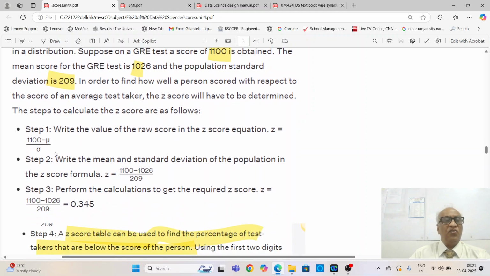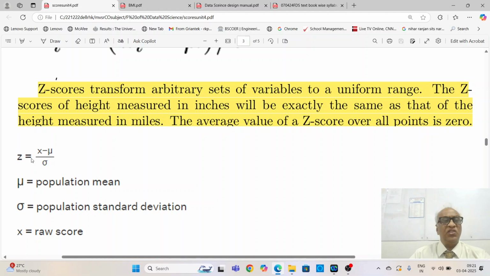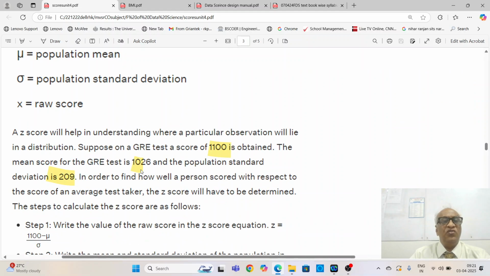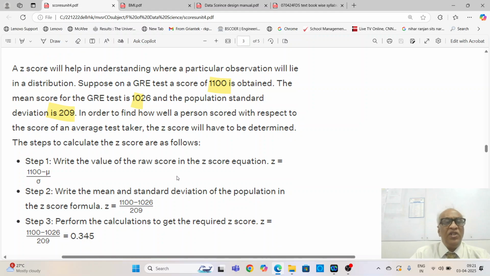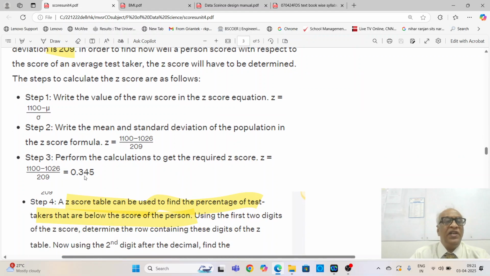So as per the formula, what is the formula for z-score? X minus mu by sigma, where mu is the mean and sigma is the standard deviation. So we have the values of all the three. We'll be putting in those values, and we'll be getting a value of 0.345.